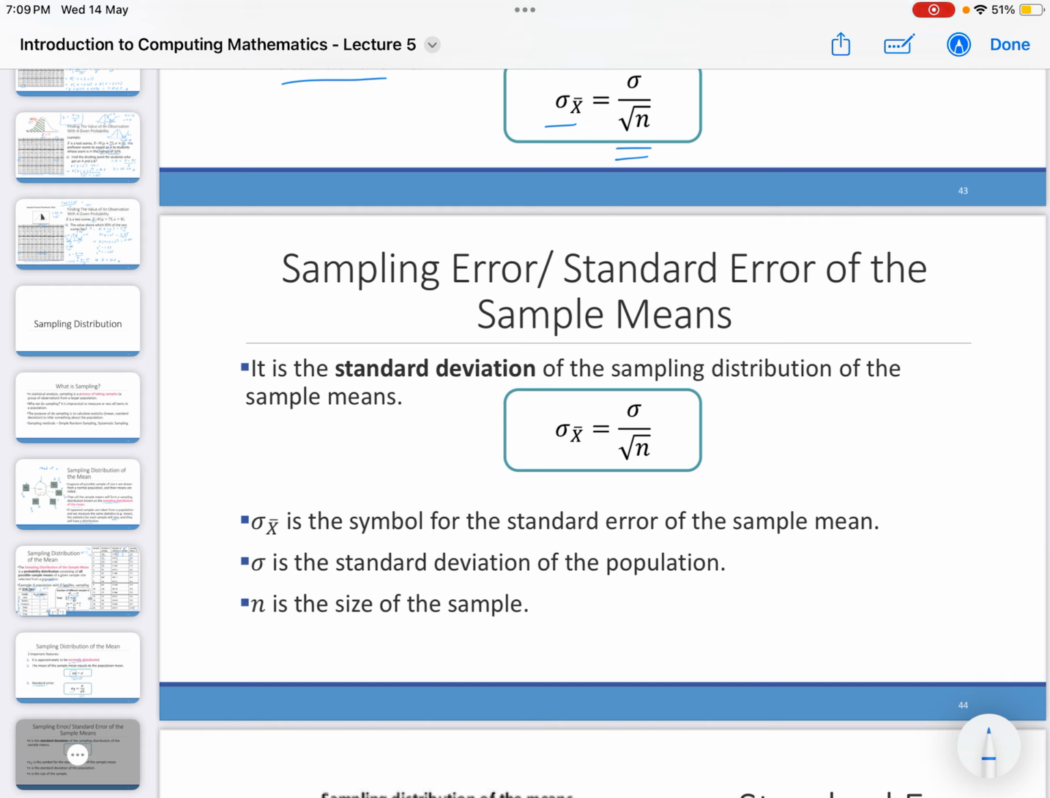Okay, it is the standard deviation of the sampling distribution of the sample means, which is this formula. And then we use this symbol. So sigma sub x bar is the symbol for the standard error of the sample mean. And then sigma is the standard deviation of the population. And then n is the sample size, the size of the sample.